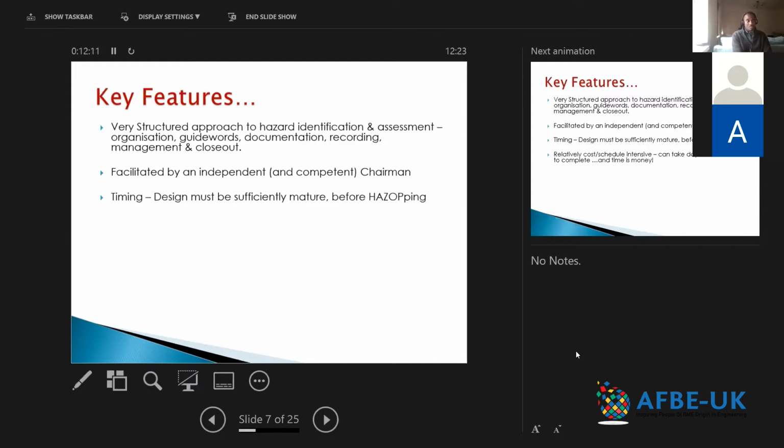So the timing is quite critical, and it must be targeted at when the design is as complete as it can be, whilst still allowing time for the HAZOP to take place. Because obviously, after the HAZOP, in all likelihood you might have to go back to revisit aspects of the design or the drawings. So it's a balancing act, but the timing has to be targeted more towards the tail end of design completion.